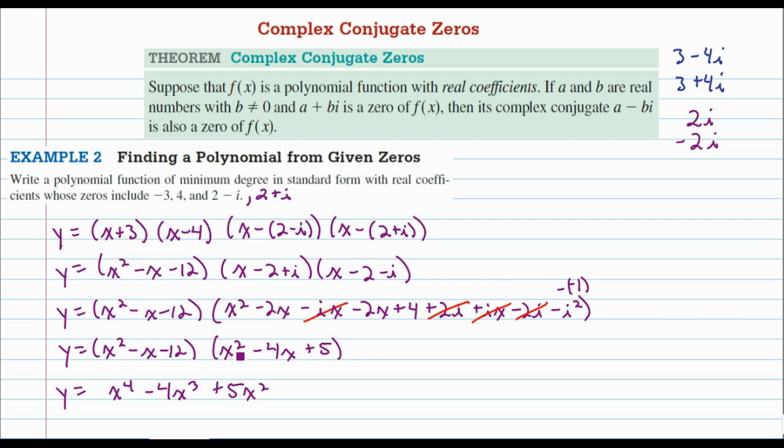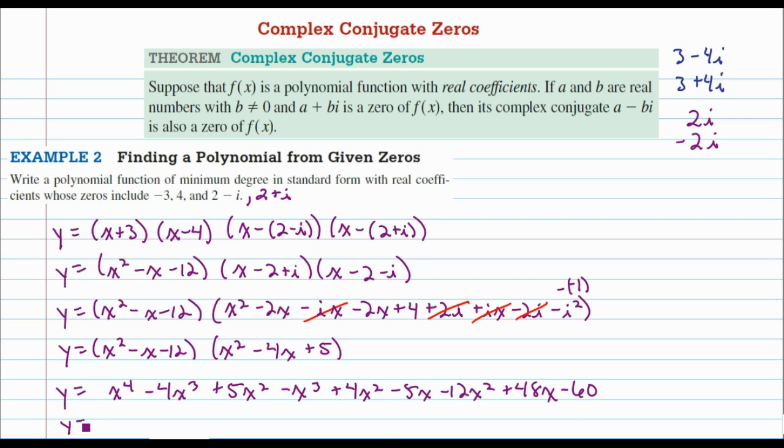Moving on to the x, negative x times x squared is minus x cubed. Negative x times negative 4x is positive 4x squared. Negative x times 5 is negative 5x. Negative 12 times x squared is minus 12x squared. Negative 12 times negative 4x is positive 48x. Negative 12 times positive 5 is minus 60.